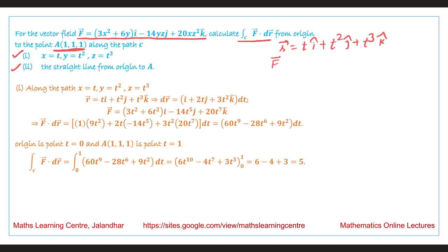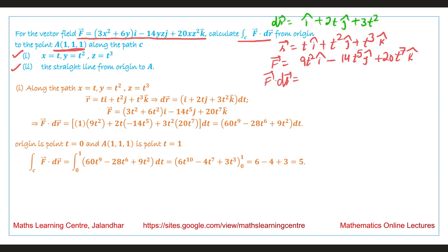The value of F vector is equal to 3t square plus 6t square, that will be 9t square i cap, next minus 14t raised to the power 5 j cap, plus 20t raised to the power 7 times k cap. Now we have to evaluate F vector dot dr vector. First we are calculating the value of dr vector, that is equal to i cap plus 2t j cap plus 3t square k cap.